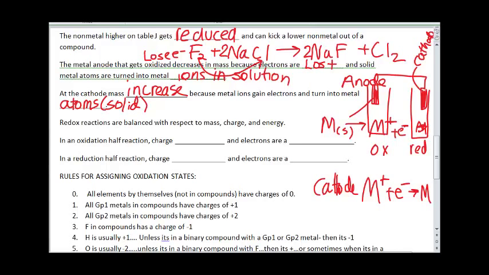Remember, redox reactions are always balanced with respect to mass, charge, and energy. So you've got to make what's on the left equal what's on the right in terms of charge and mass. You won't have to worry about balancing energy.